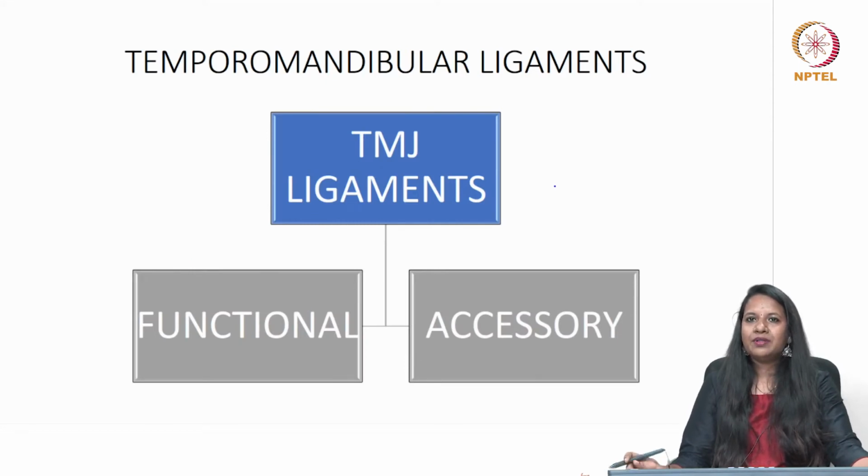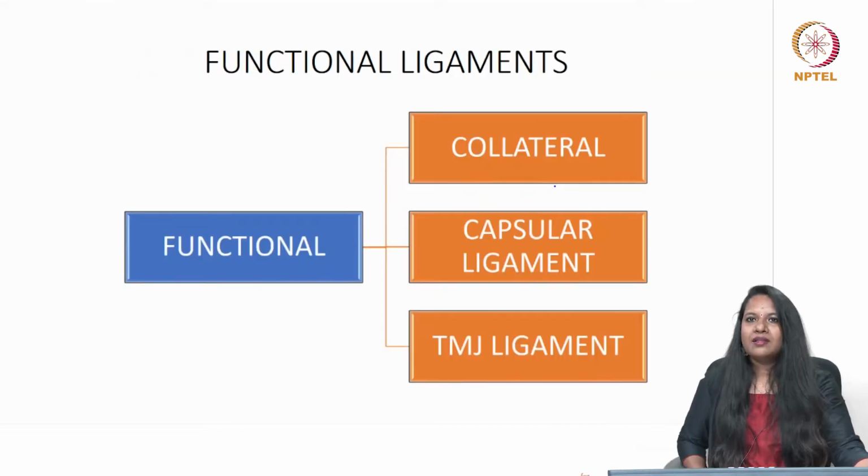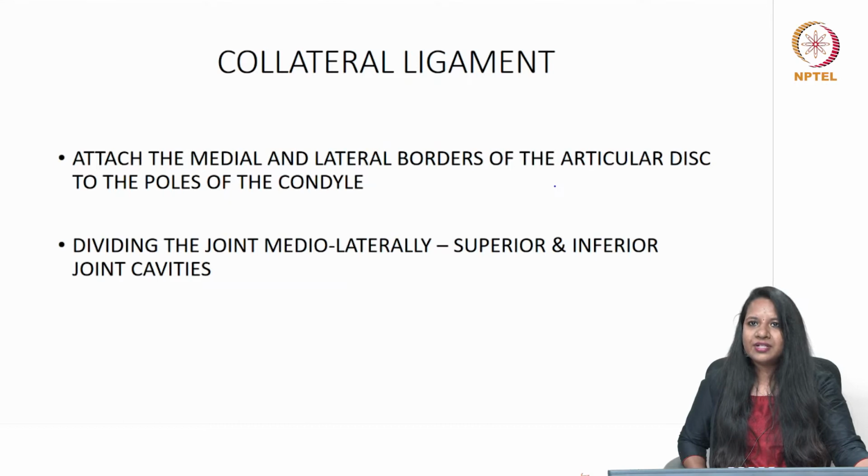Moving to the temporomandibular joint ligaments, it is of two types, either functional or accessory. The functional ligaments of the TMJ are collateral, capsular and TMJ ligament itself. The collateral ligament attaches the medial and lateral border of the articular disc to the poles of the condyle, that is, the medial border of the articular disc is getting attached to the medial pole of the condyle and the lateral border of the articular disc getting attached to the lateral pole of the condyle. So, it divides the joint mediolaterally into superior and inferior joint cavities.